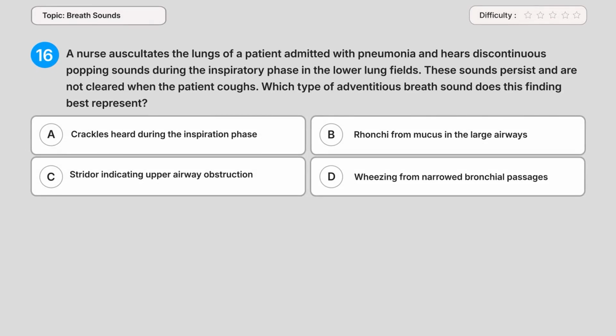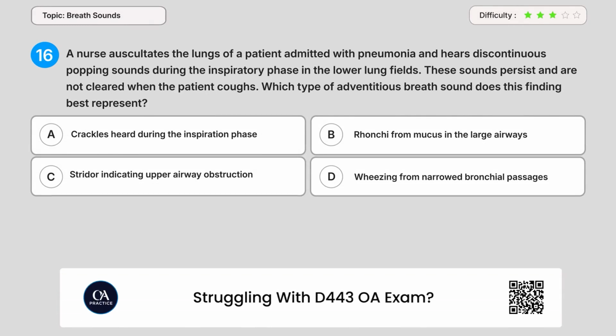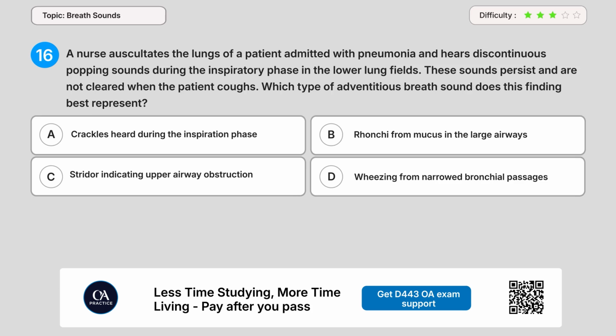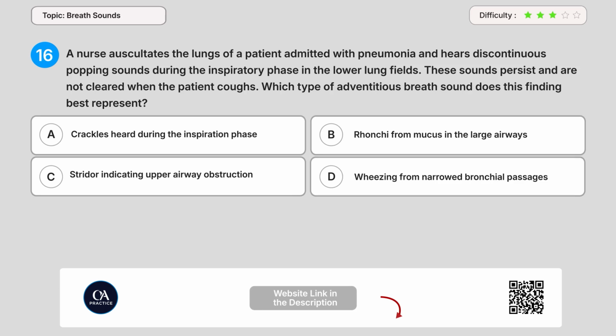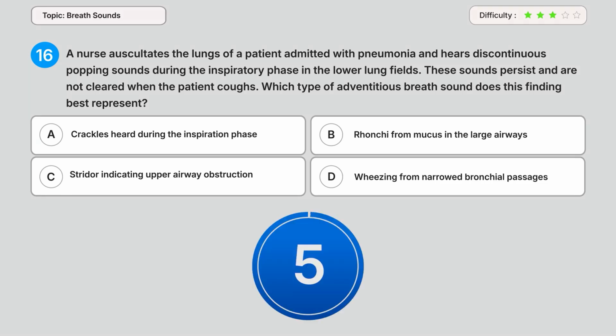16. A nurse auscultates the lungs of a patient admitted with pneumonia and hears discontinuous popping sounds during the inspiratory phase in the lower lung fields. These sounds persist and are not cleared when the patient coughs. Which type of adventitious breath sound does this finding best represent? A. Crackles heard during the inspiration phase. B. Rhonchi from mucus in the large airways. C. Stridor indicating upper airway obstruction. D. Wheezing from narrowed bronchial passages. Do you know the answer?